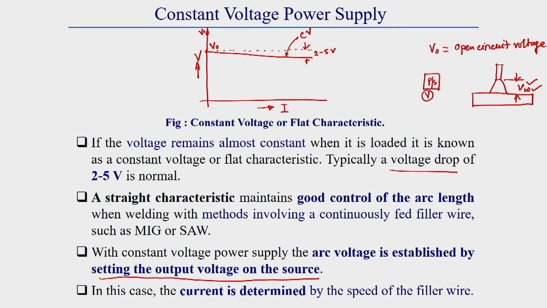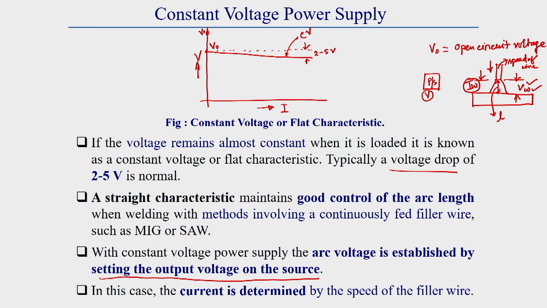In this category of power source, the welding current is determined by the speed of the filler wire. That means the speed of the wire determines what the current should be. If the speed is more, then the current automatically becomes more. If the speed is less, then the current will be less. Because if the speed is more, more melting will be required, as we keep the arc length fairly constant.